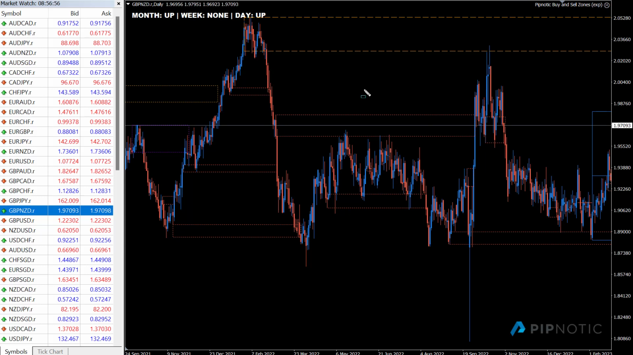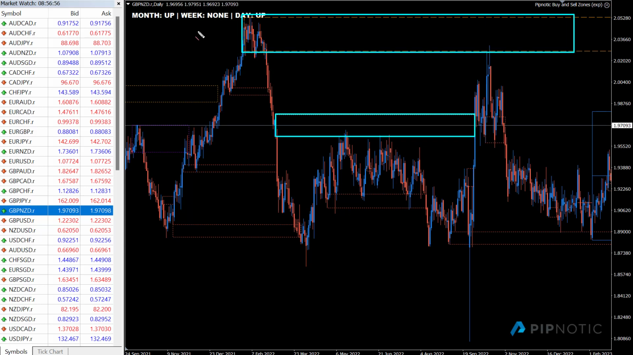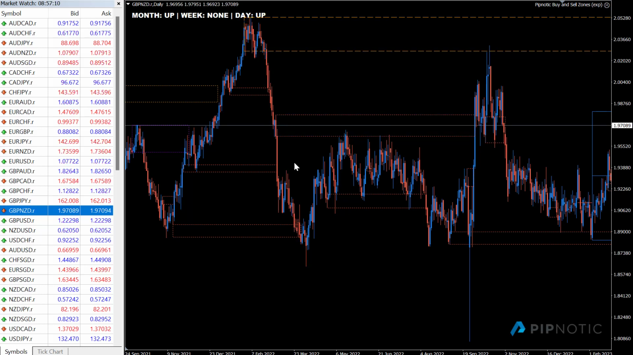So that would essentially put this area of supply on the map, and obviously this one, because this is the origin of this entire move. Okay, so prices, as we can expect, return back to the area that removed this.